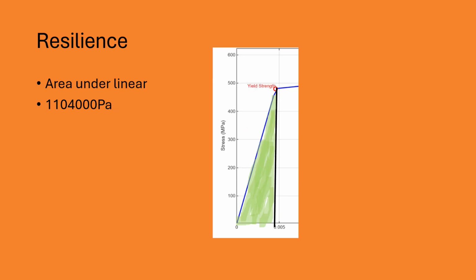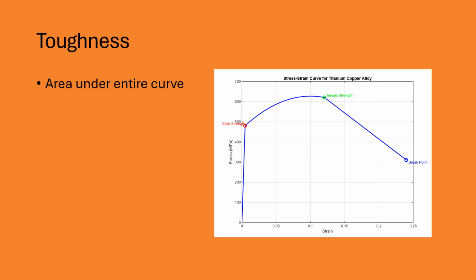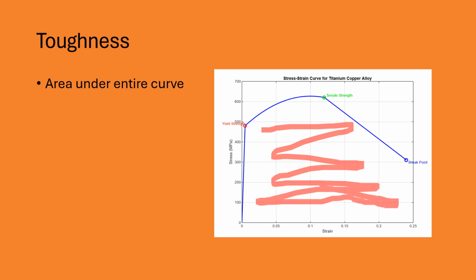In the yield point that we saw earlier, we can find the area under the linear part, or the resilience. And using those coordinates, we found that it is 1,104,000 pascals. The toughness is found using the area under the entire curve. So this whole area right here. This includes the resilience that we found earlier, and then the rest of the curve.